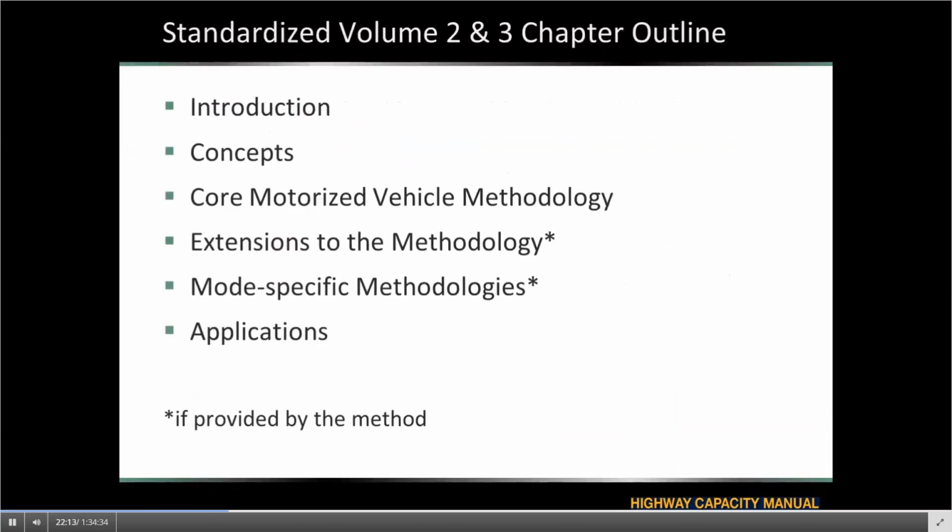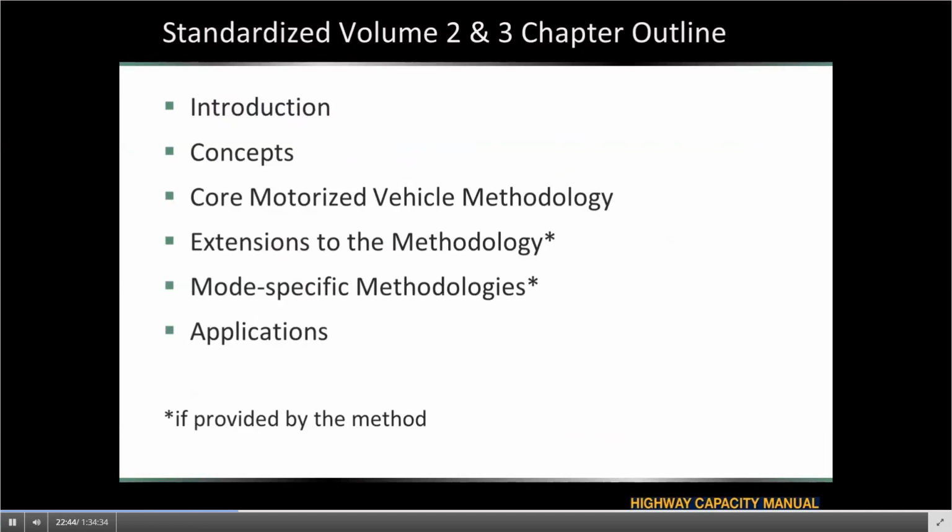The Volume 2 and 3 methodological chapters follow the same outline. Each chapter begins with a short introduction describing the purpose of the chapter, the information found within it, and cross-references to related material in other chapters. General highway capacity and quality of service concepts are covered in Volume 1, but method-specific concepts, including level of service tables and other information, are provided in the individual chapter concept sections.